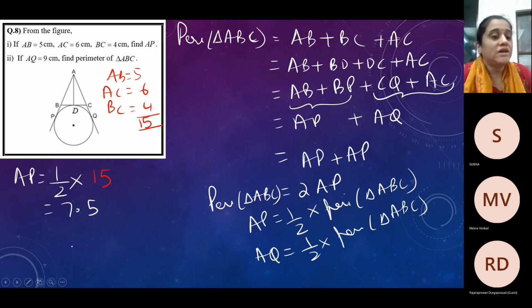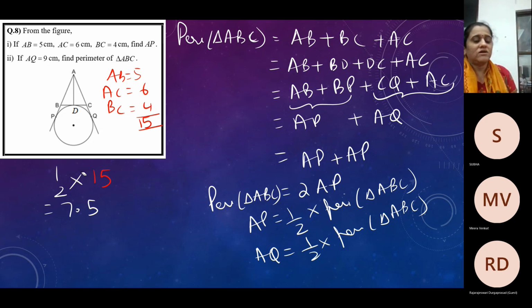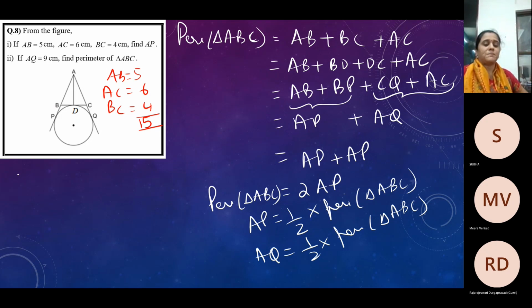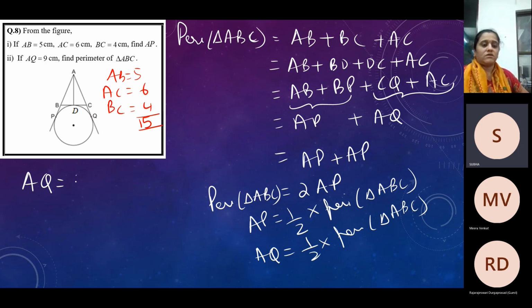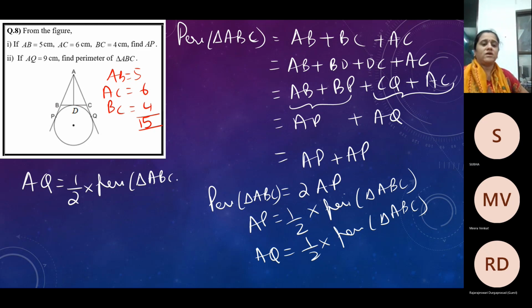7.5. Now next question is, if AQ is 9, then what's the perimeter of the triangle? Use the same relation. What is the relation? Lakshmi, what's the relation? AQ is equal to half of the perimeter of triangle ABC. AQ is equal to half into perimeter of triangle ABC. Now substitute in the correct place. AQ is 9. So 9 is equal to half the perimeter of triangle ABC. Very good. So what is the perimeter of triangle ABC?